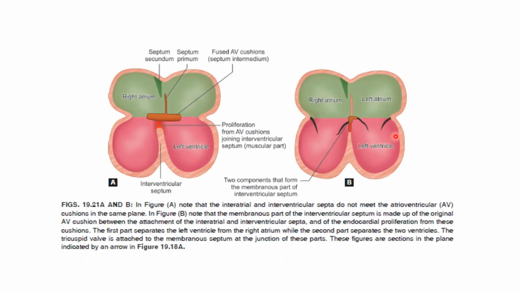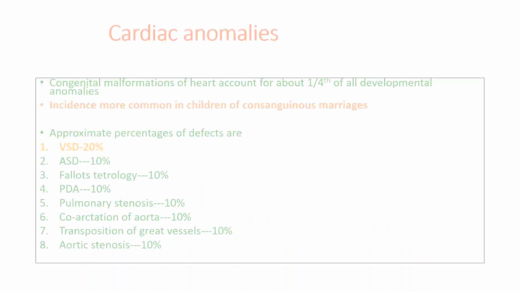This again is a picture which shows the left and the right ventricle, and this is the muscular part of the interventricular septum, and the upper area is the membranous part of the interventricular septum.